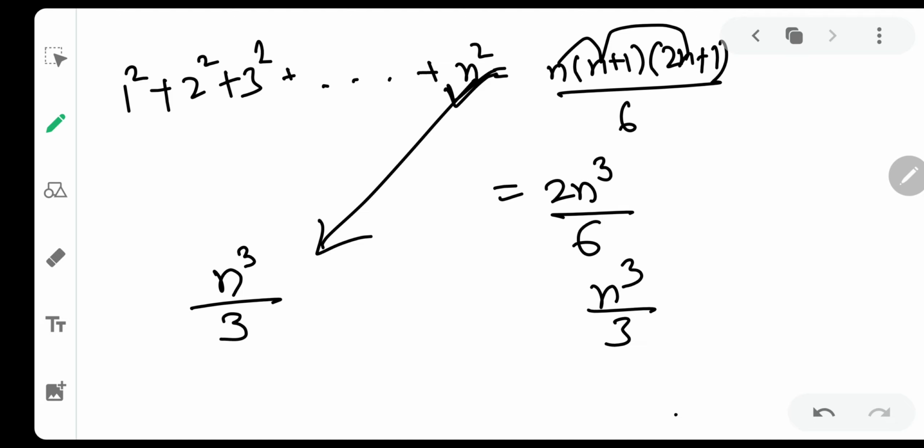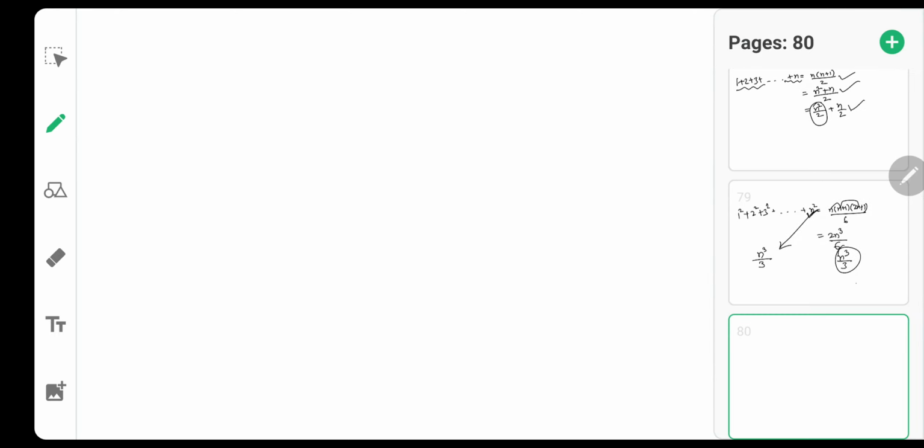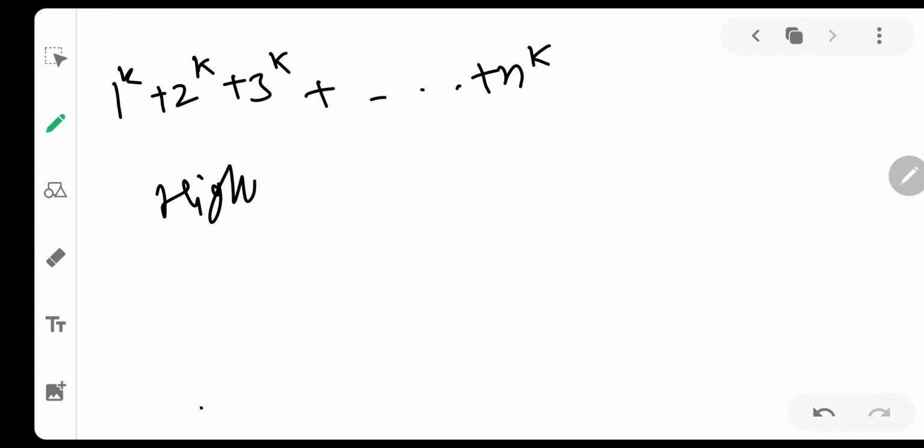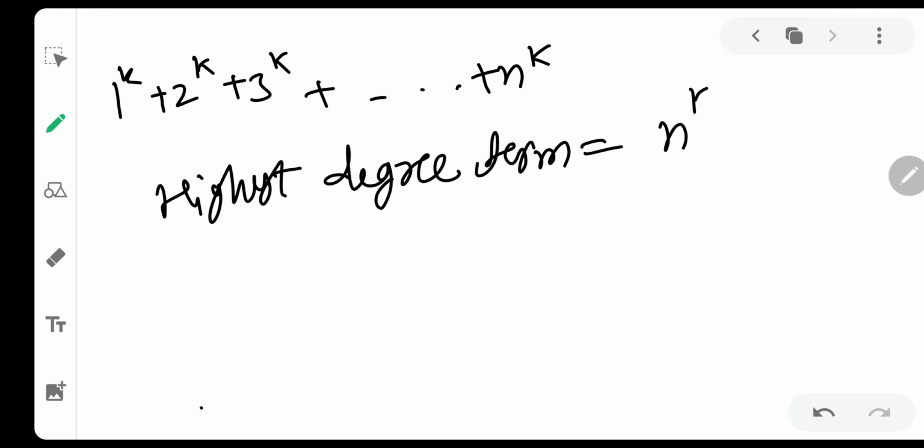So we have only calculated the highest degree. So basically we can generalize this as 1 raised to k plus 2 raised to k plus 3 raised to k up to n raised to k. It will be a polynomial and whose highest degree term would be n raised to k plus 1 upon k plus 1. That is what will be important.